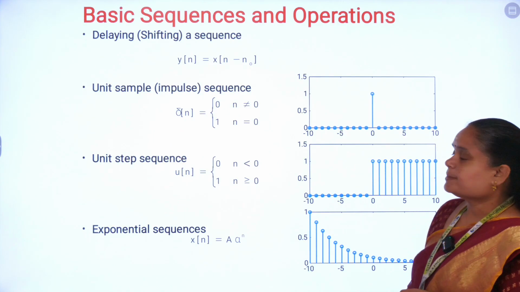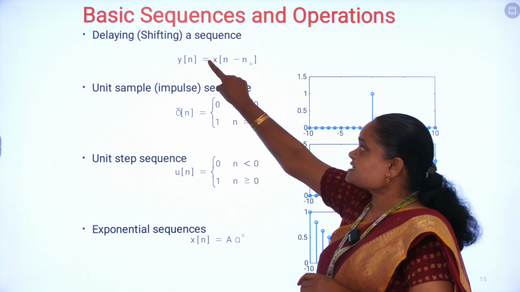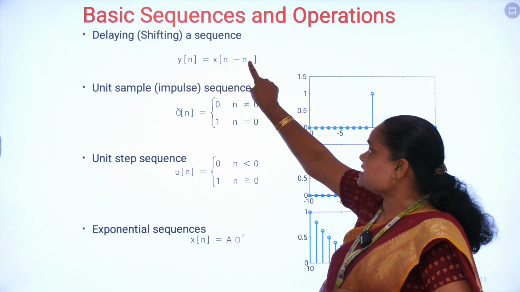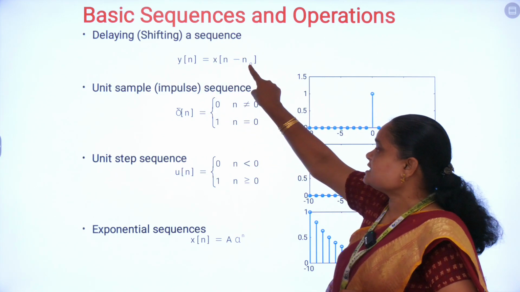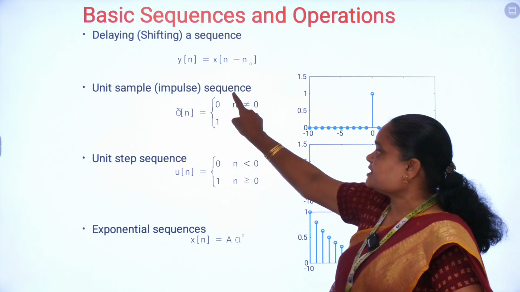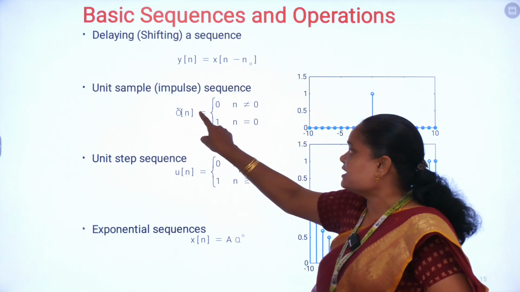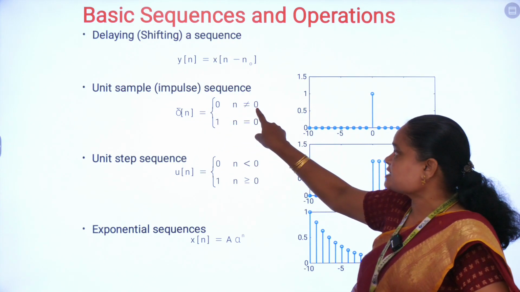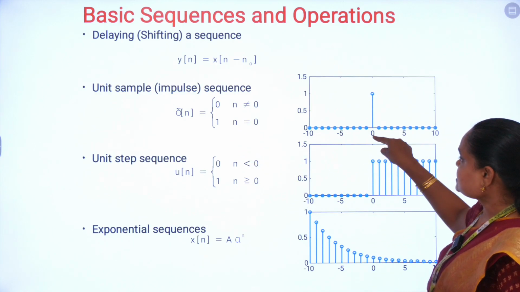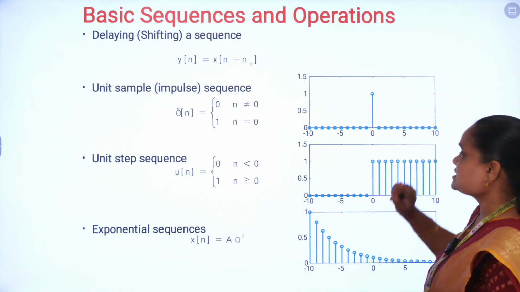Basic sequences and operations in digital signal processing. Delaying, the first operation, we call it shifting a sequence. y of n is equal to x of n minus n naught. That is a delay, n minus n naught. So we call it delaying a sequence. And then the unit sample or impulse sequence. The unit sample impulse sequence is represented as delta of n, which is equal to 0 when n is not equal to 0, and 1 when n is equal to 0. See here, when n is equal to 0, we get an output of 1. For the remaining values, the output is 0.